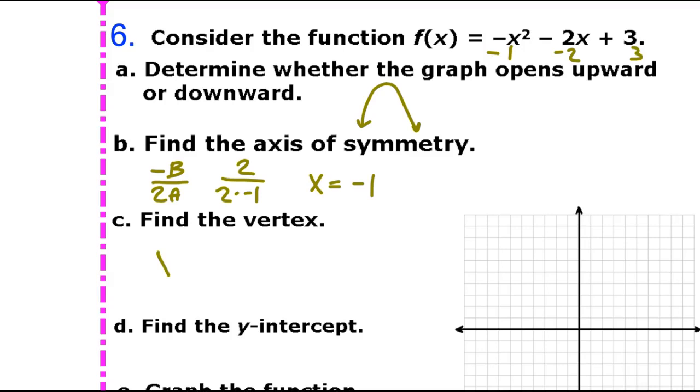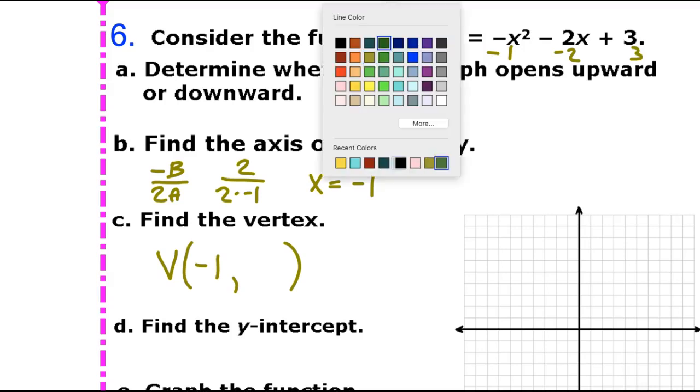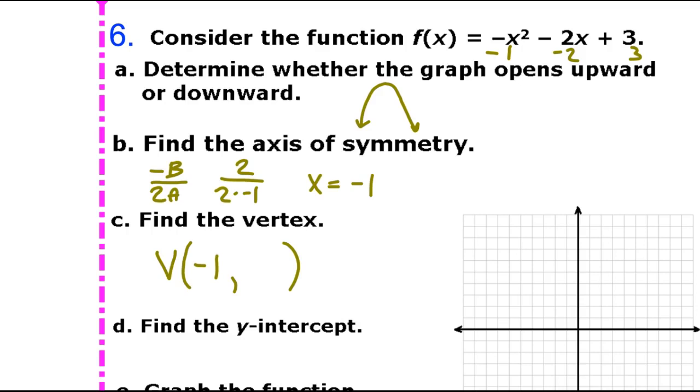The axis of symmetry also tells me the x value of my vertex. To find the y value, you just have to plug negative 1 into the function. So let's put negative 1 in there. This kind of goofs people up a lot: there's a negative in front of x squared, and that's applied after you square it. So that's negative 1 squared, minus 2 times negative 1 plus 3.